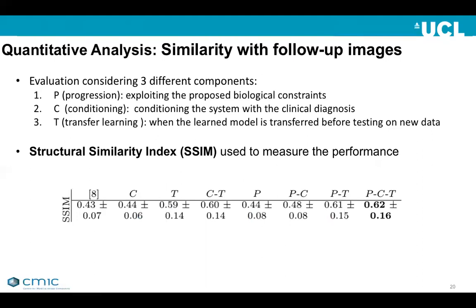The baseline, in this case identified with the number 8, is the approach that was using the phase progression. From the table we can also see that the progression and condition are the components that provide moderate contribution, whereas the transfer learning is the one that provides the highest contribution.